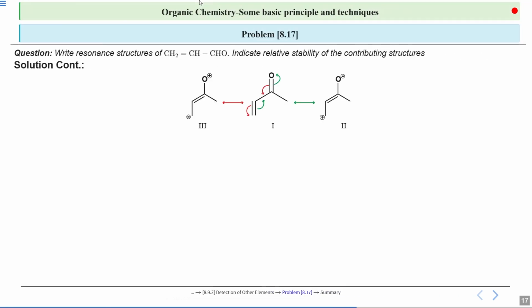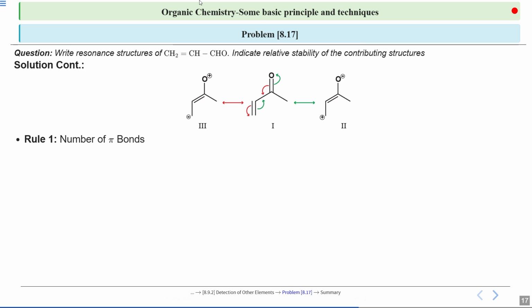Now, let us look at the first resonating structure. Notice how the double bonds are arranged. This structure will serve as our reference point for comparing stability. Notice how two different flows of electrons, red and green, can generate two different resonating structures, 2 and 3. Now let us discuss rule number 1. We are going through these rules to compare their stability.